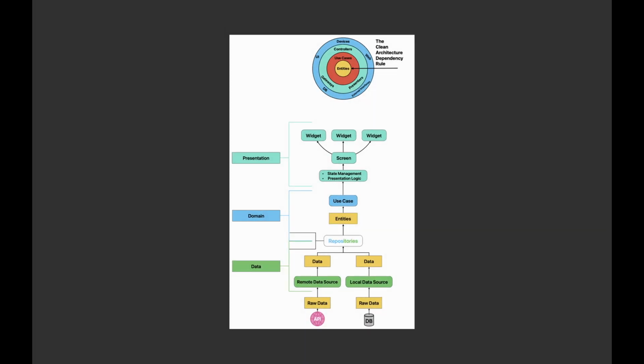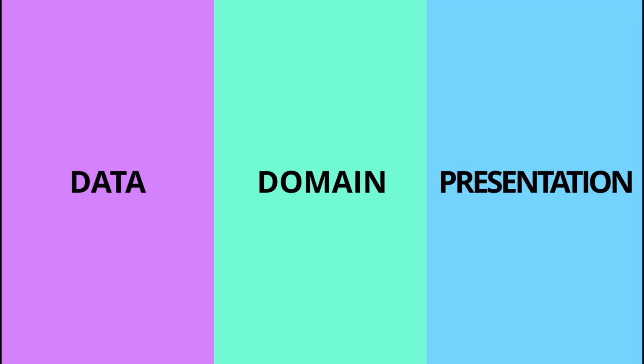What is clean architecture? Clean architecture is a software design approach that brings order and structure to your Flutter code base. It divides your code into distinct layers, each with its own purpose.